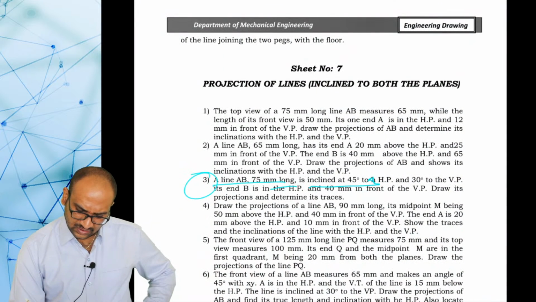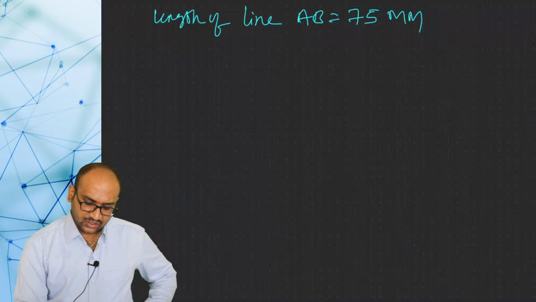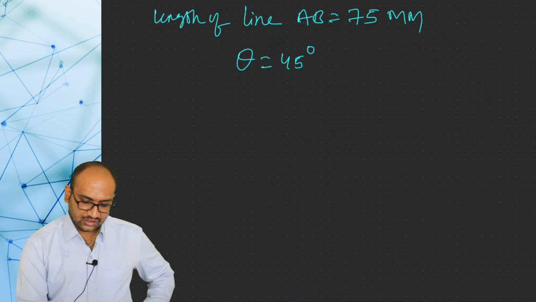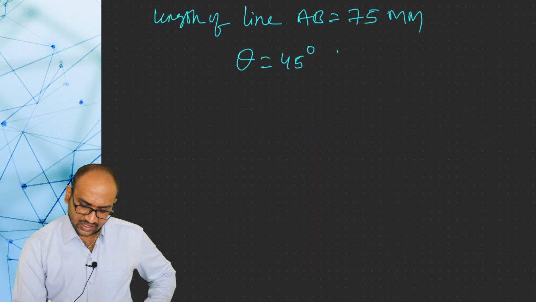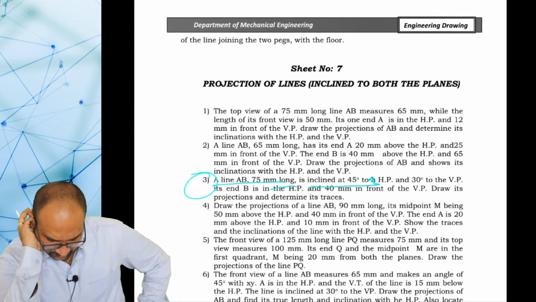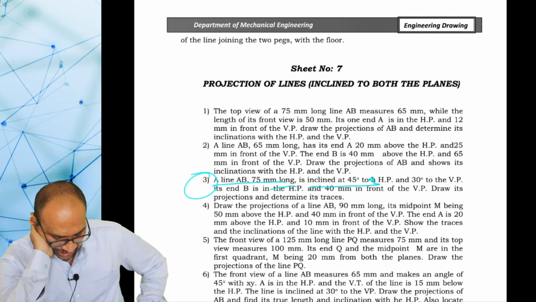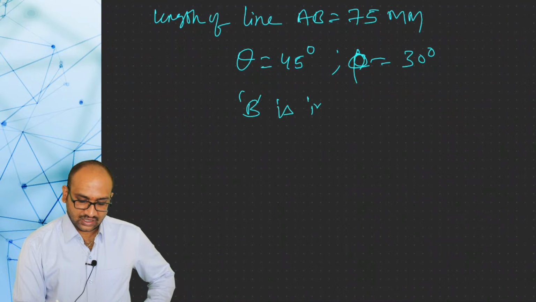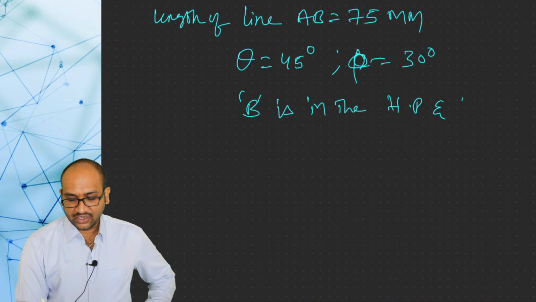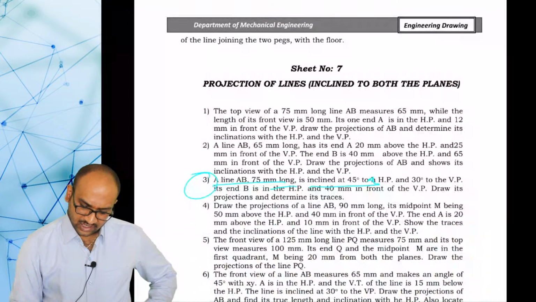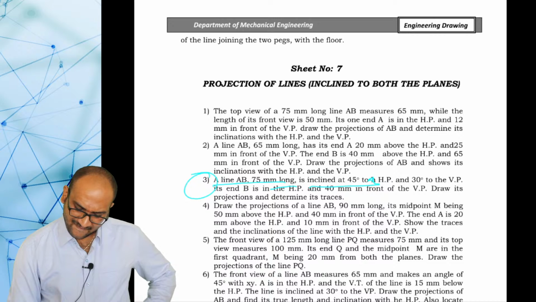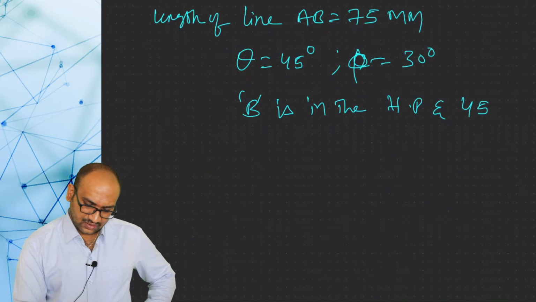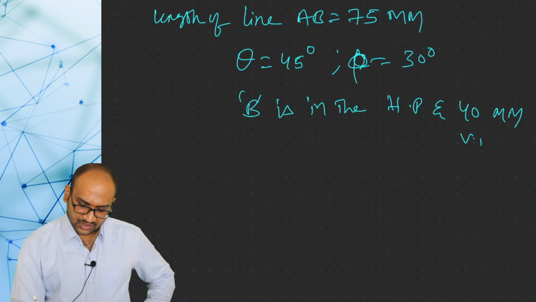Next, it is inclined at 45 degrees to HP. Inclination with HP is denoted by theta, and inclination to VP is denoted by the letter phi. Phi is equal to 30 degrees. Its end B is in the HP and 40 mm in front of VP. So this is the given data.